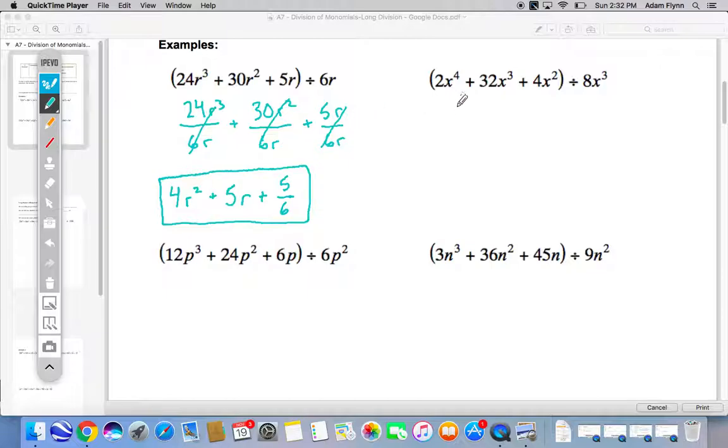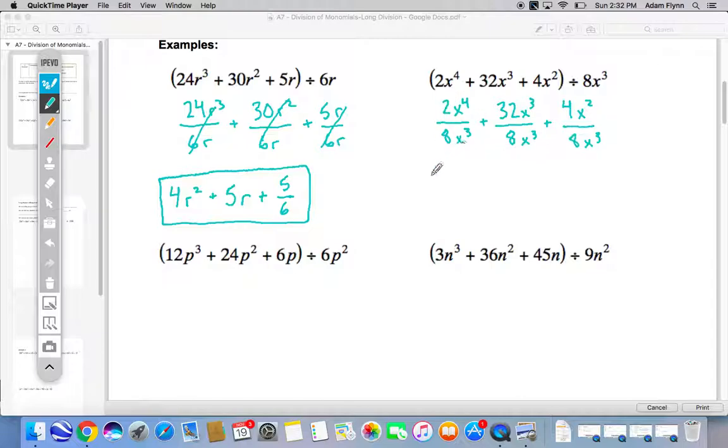Moving on to the next example, I'll divide each term of this quartic trinomial by this monomial. So I have 2x to the 4th divided by 8x cubed. And I have plus 32x cubed divided by 8x cubed. Last but not least, I have 4x squared divided by 8x cubed.